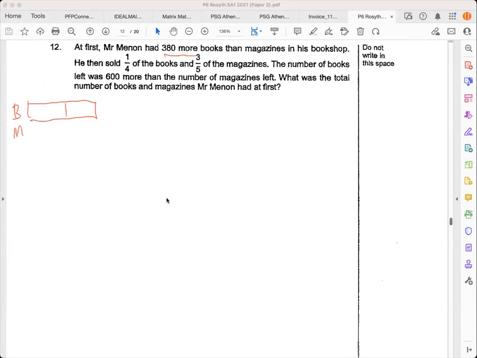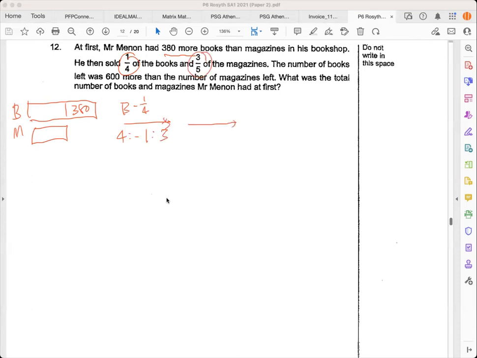So this is 380. This magazine. Okay. Now he sold 1/4 of the books. So books sold 1/4, minus 1/4. The way you record that is 4 parts. Take away 1, left 3. I hope you're familiar with this by now.